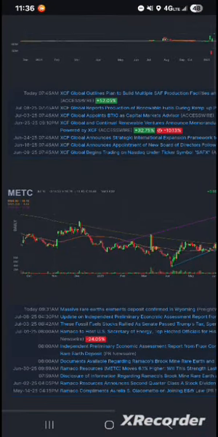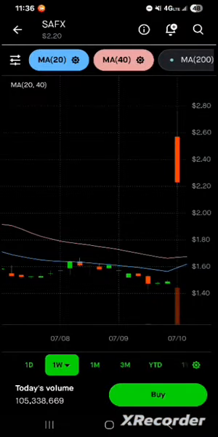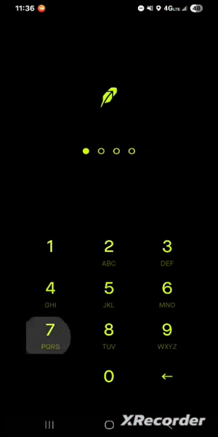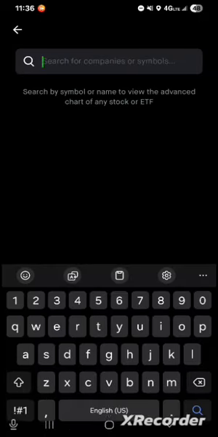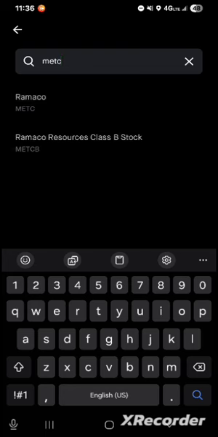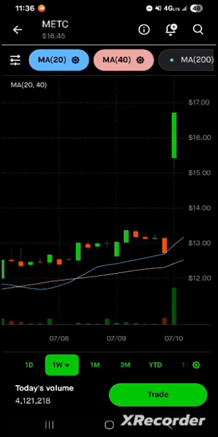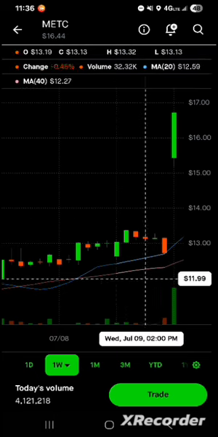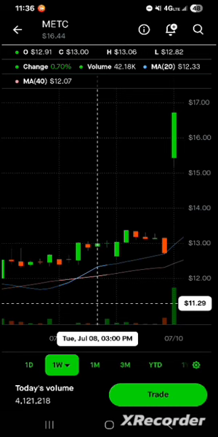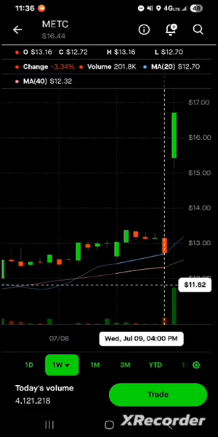Okay, METC. Okay, so we see the cross happen right here, but we're late to the party. Ideally, we want the cross to happen the same day that we're in the trade. So this happened on Tuesday. We're late to this party, so we want to move on from this one.